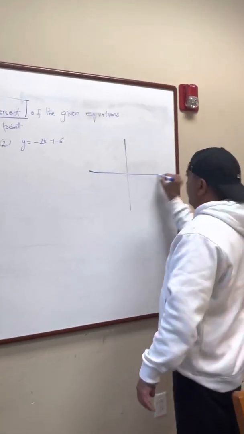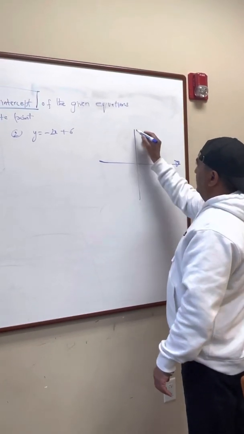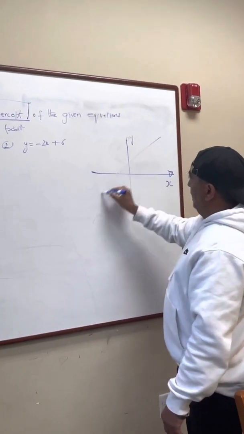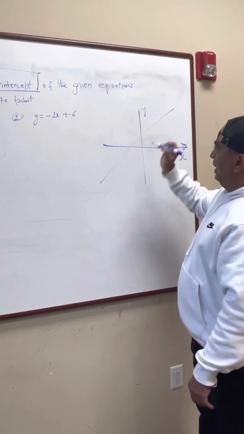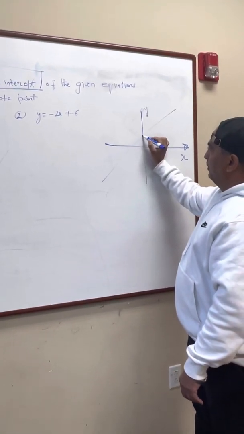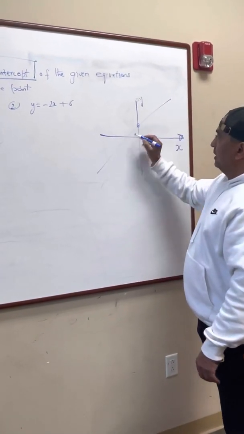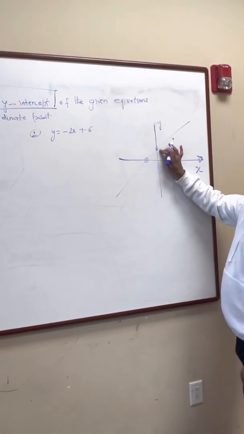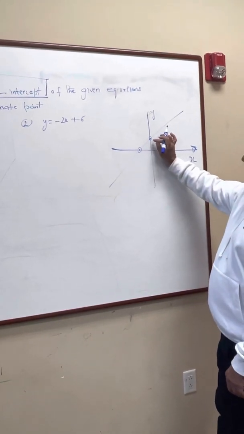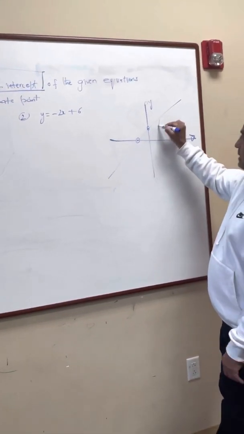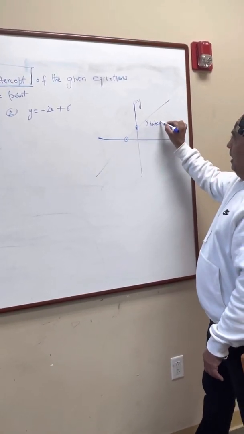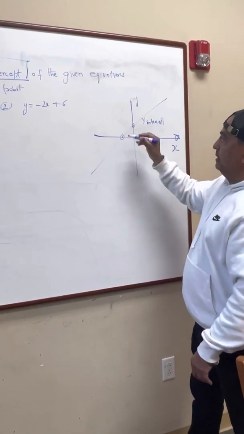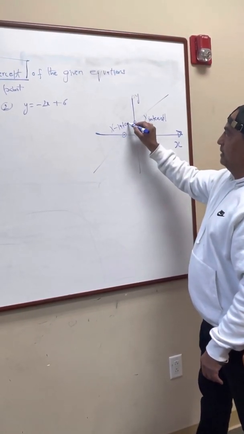How we will define the x and y intercept is, this is my x-axis, this is my y-axis. Let's say we have a slope or gradient and this is my line. This line cuts the y-axis at this point, so that will be my y-intercept. And since this line also cuts the x-axis, we will call this one the x-intercept.